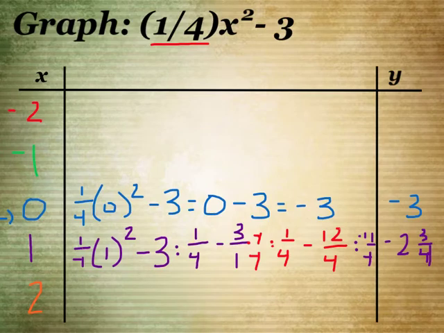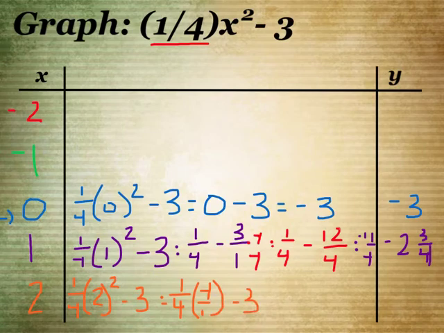Now let's move on to our next one. We have 1/4 times 2 squared minus 3. So that is 1/4 times 4, or 4/1, minus 3. That gives us 4/4, which is just 1 minus 3, which is -2. Now we have 3 points.